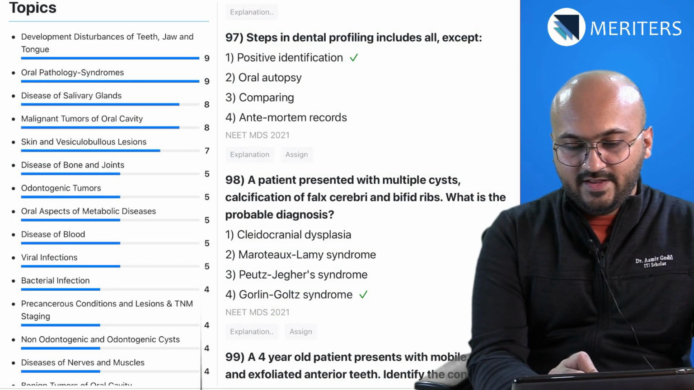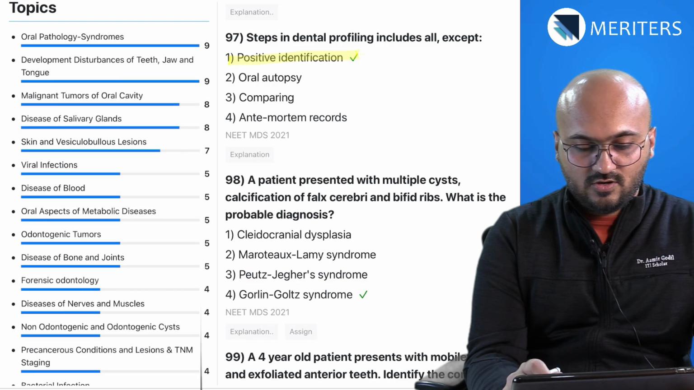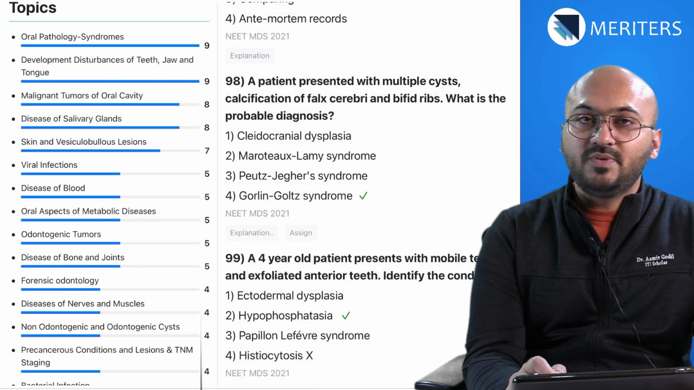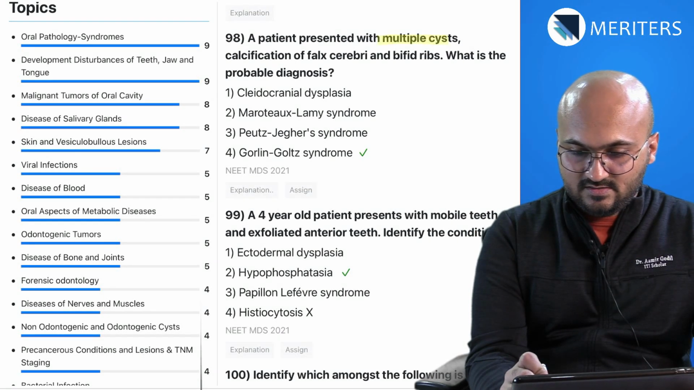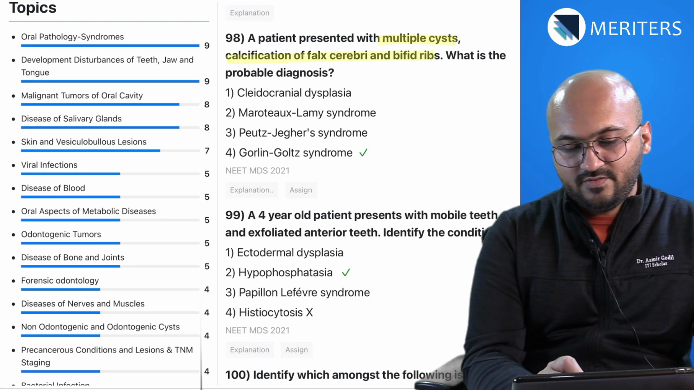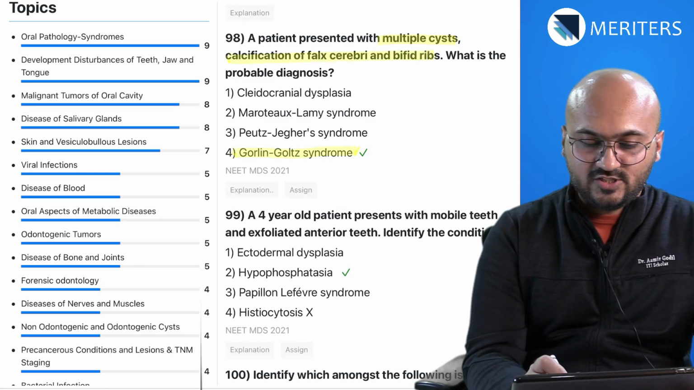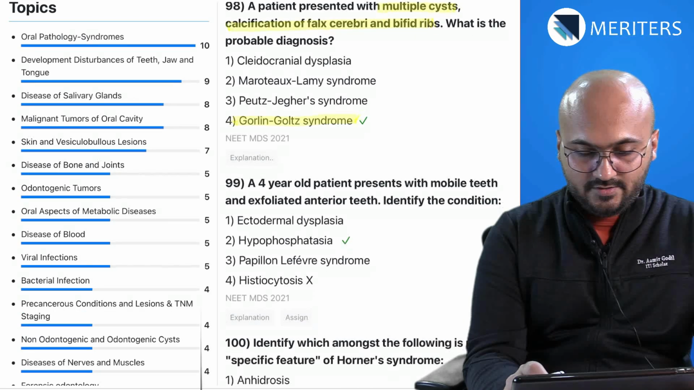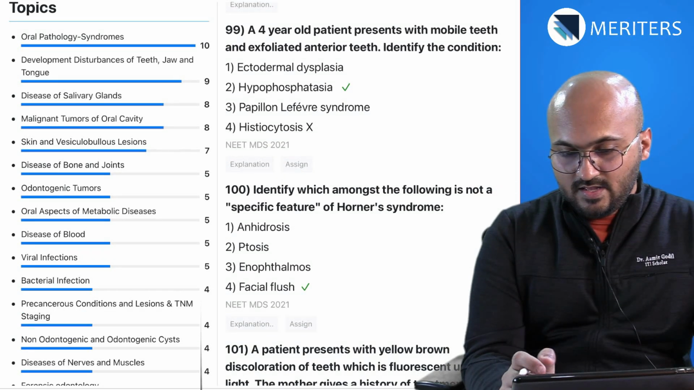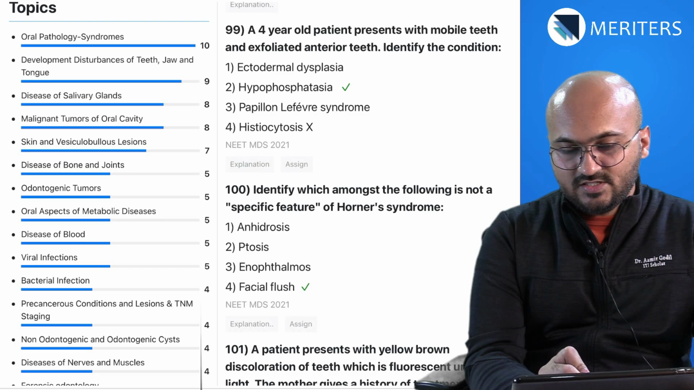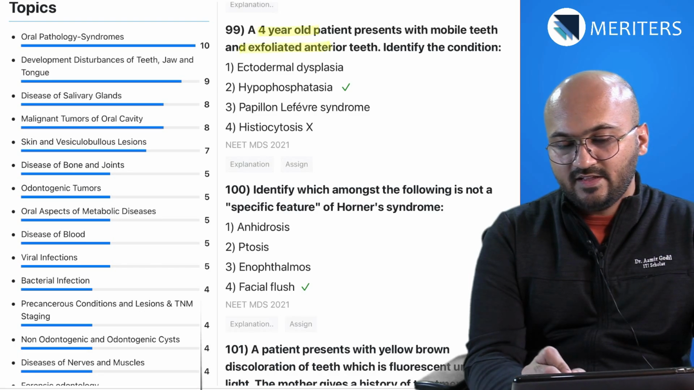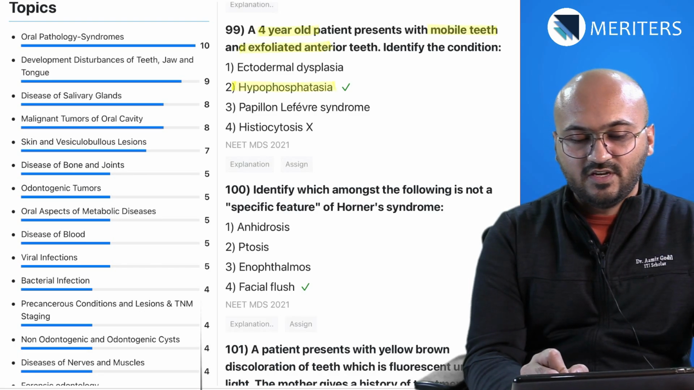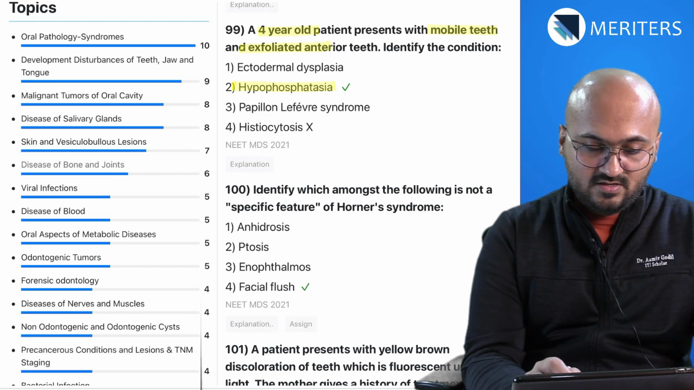Steps in dental profiling, that's forensic odontology. Then a patient presented with multiple cysts, falx cerebri, bifid ribs, Gorlin-Goltz. We've seen this question before, right? Identify the condition. Here the patient is 4-year-old, mobile teeth and exfoliated anterior teeth. He's suffering from hypophosphatasia.